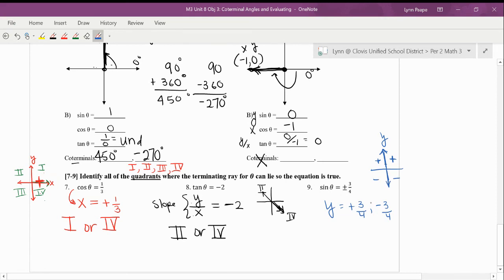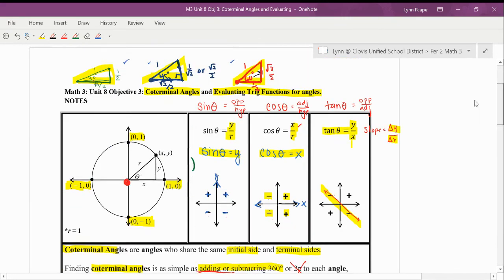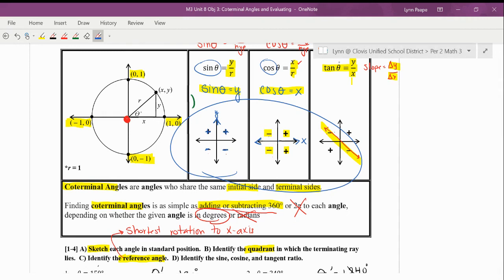So where would I go to get to either positive or negative values of y? Well, I would go up or I would go down. So that would be everywhere, right? So that would be all 4 of them. So quadrants 1, 2, 3, or 4. And then also I could just look at the very front sheet here, and if we forget, this also tells me where I have positive and negative values for each of the different trig functions. All right, there it is.